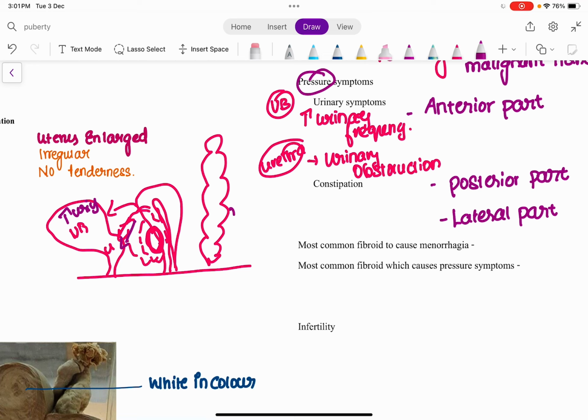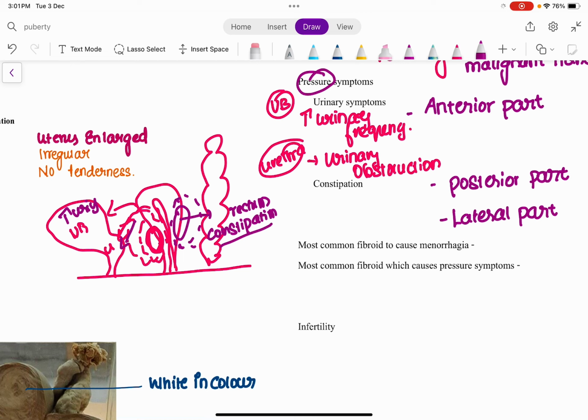Similarly, if the fibroid is situated in the posterior part and exerts pressure on the rectum as it enlarges, it is going to result in constipation, because we all know that the rectum is loaded with fecal matter. If it puts pressure on the rectum, the fecal matter will be dislodged very slowly, which results in constipation. So anterior part: increased urinary frequency and urinary obstruction. Posterior part: constipation.